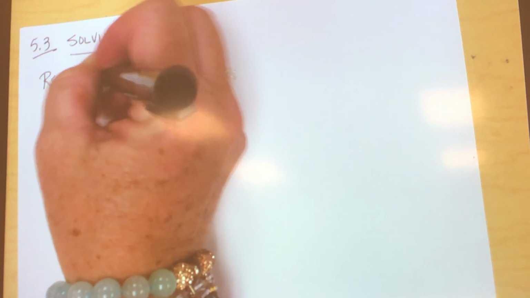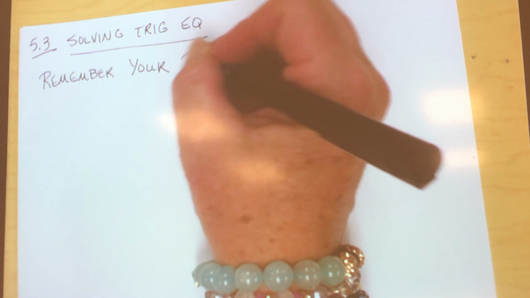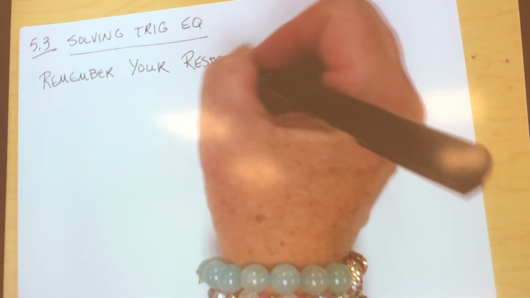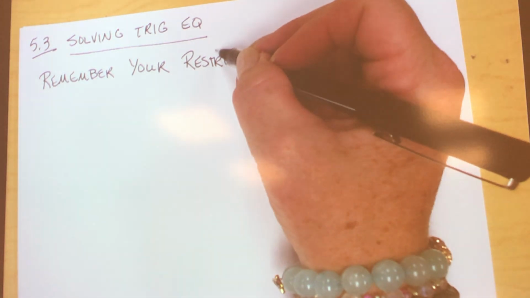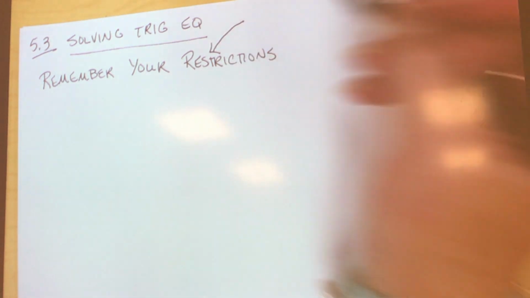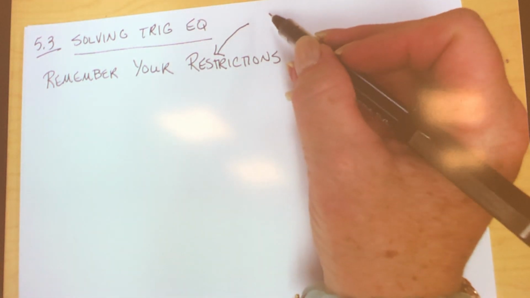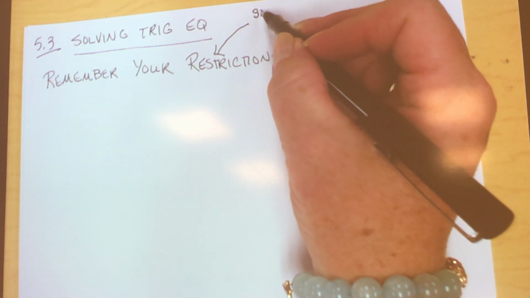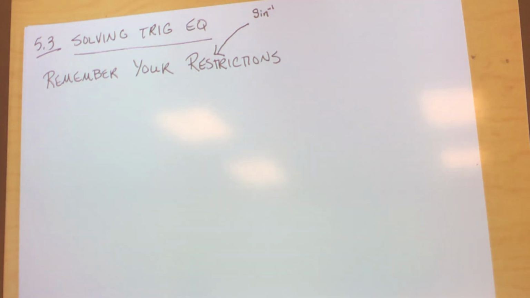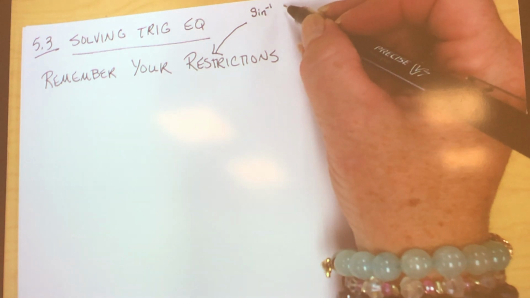Alright? So here's the one thing that I want you to do. Remember your restrictions. Okay? Remember your restrictions. So just so I can reassure myself, let's go right here and, in tiny little letters, write our restrictions. The inverse sine is restricted to quadrants 1 and 4.